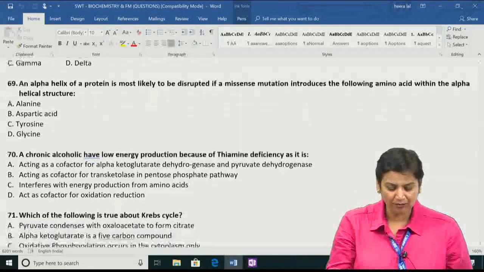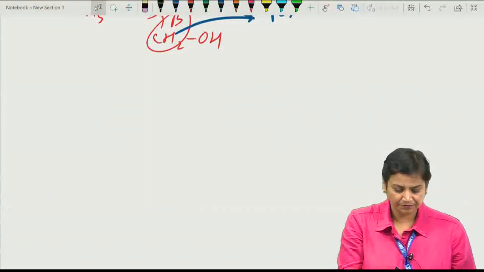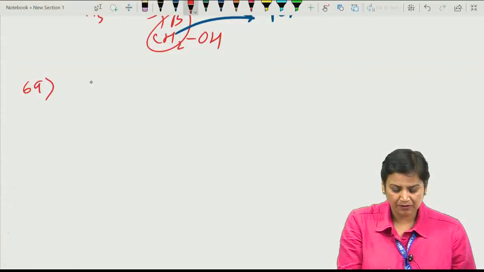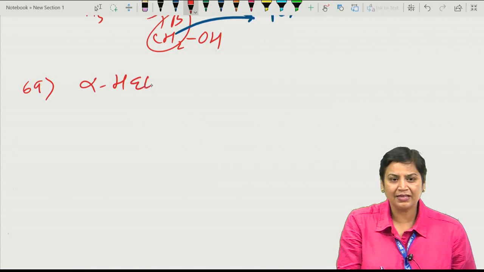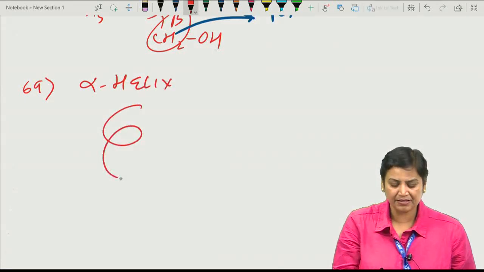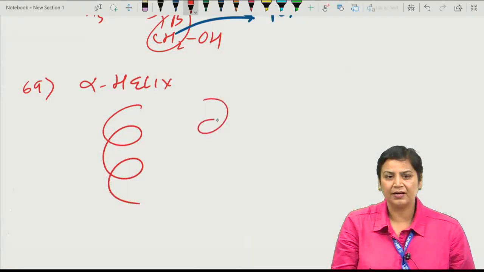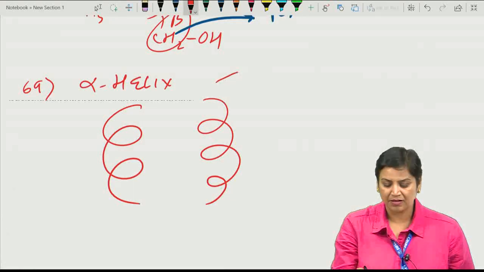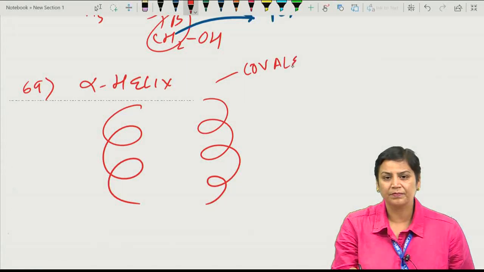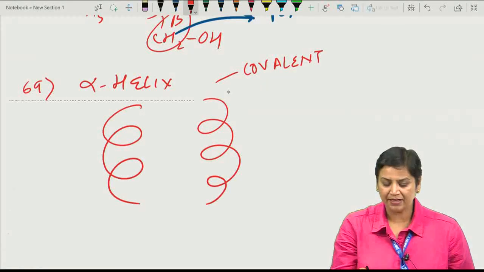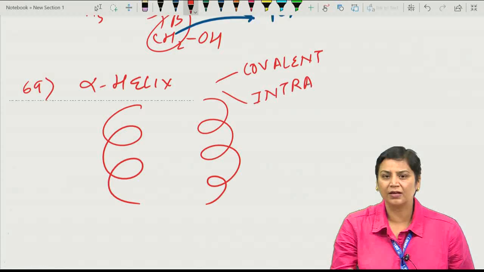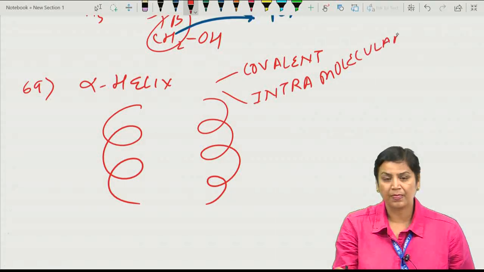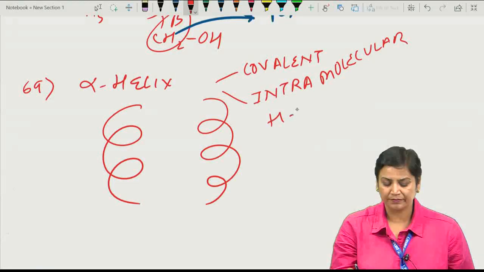One very important point about the alpha helix is that it is either right-handed or left-handed. Bonds here are covalent bonds, and along with covalent bonds it has intramolecular hydrogen bonding.